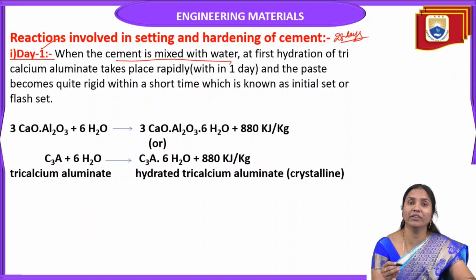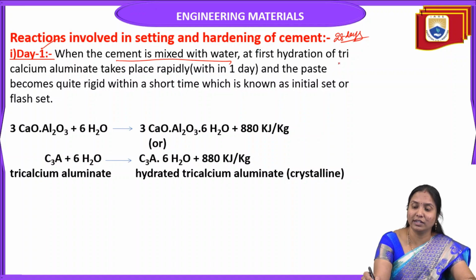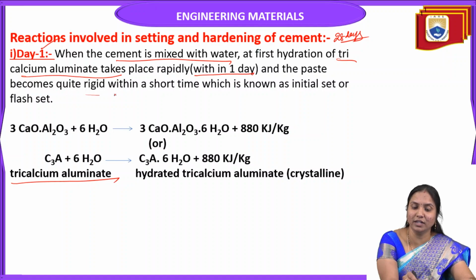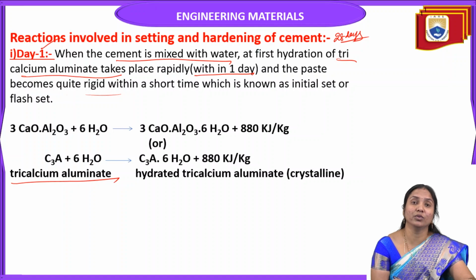So in the day 1 reaction, when we add water to cement, at first tricalcium aluminate is hydrated. Which one is hydrolyzed among all the Bogue compounds used for the preparation of Portland cement? The first one is tricalcium aluminate. When we add water to cement, the first-day reaction is immediately that of tricalcium aluminate. It takes place rapidly within 1 day, and the paste becomes quite rigid within a short time, which is known as initial set or flash set.